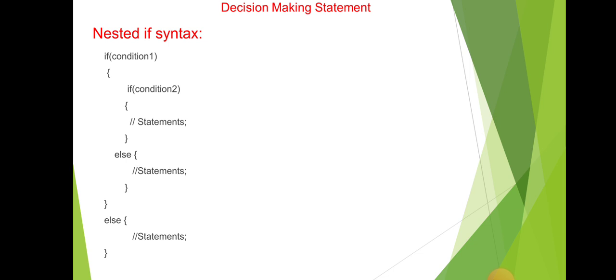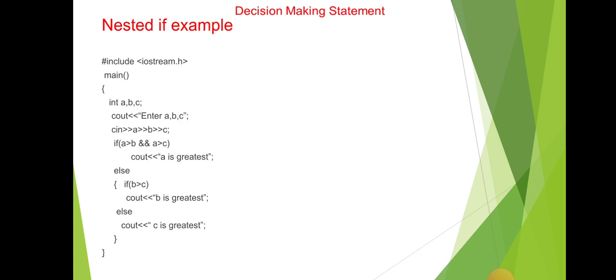The next if else statement is the nested if statement. The nested if statement means one more condition is used within the true block or else block. This is the syntax for nested if. If the condition is true, another condition is checked within the true block; otherwise the else part statement is executed. This is an example for nested if: greatest among three numbers. If A is greater than B and greater than C, then A is the greatest number; otherwise B and C are compared here.